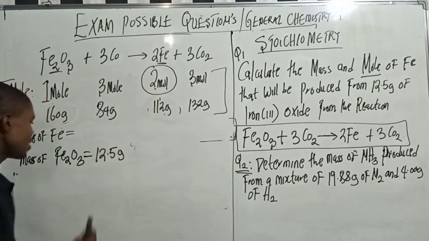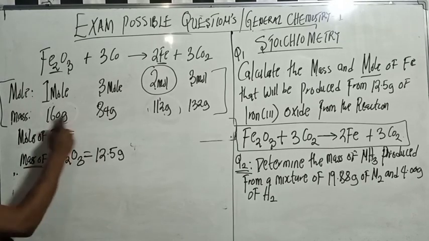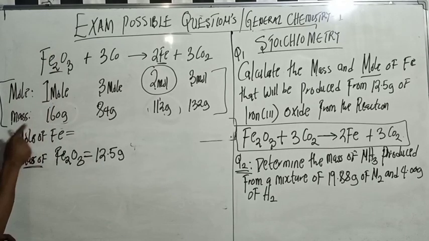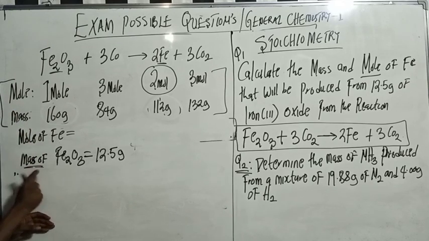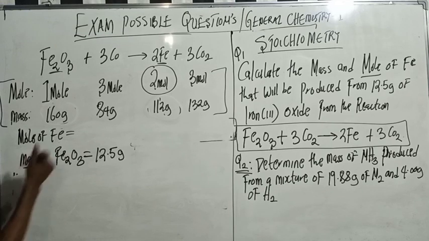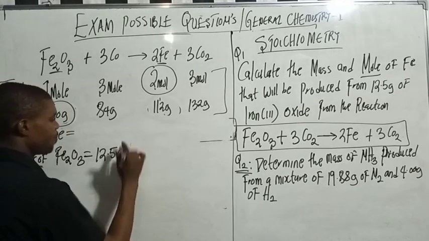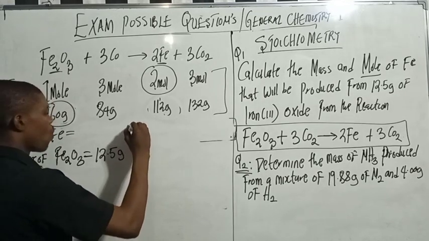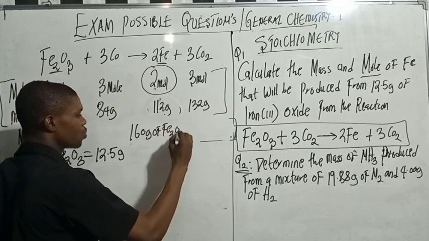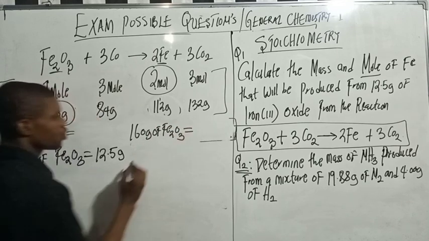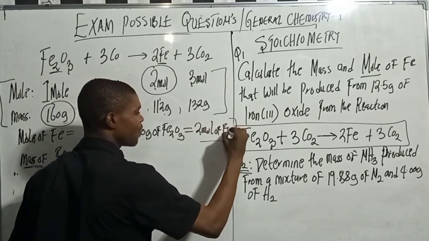Do you understand? Now they're still talking about the mass of Fe2O3, so you also come here and look at the mass of Fe2O3. We are not going to the mole here because they talk about mole for iron. We are still using the same mass. So it's now going to be 160 gram. From the relationship here, we have 160 gram of Fe2O3 equals 2 moles of Fe. Can you see that?